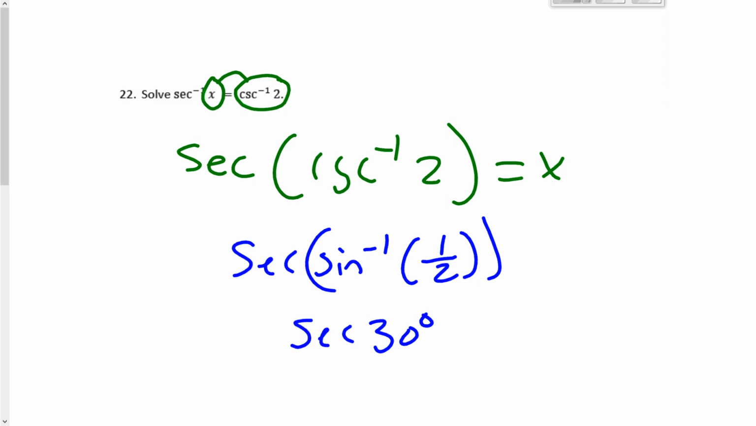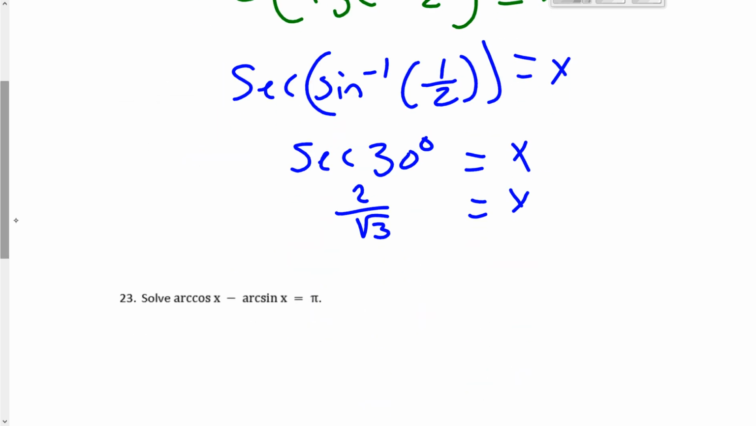Well, that would be cosine, which is √3 over 2, and then flipped, so it's 2 over √3, equal to x. Then rationalize that to 2√3 over 3 is equal to x. So there's our answer for that.